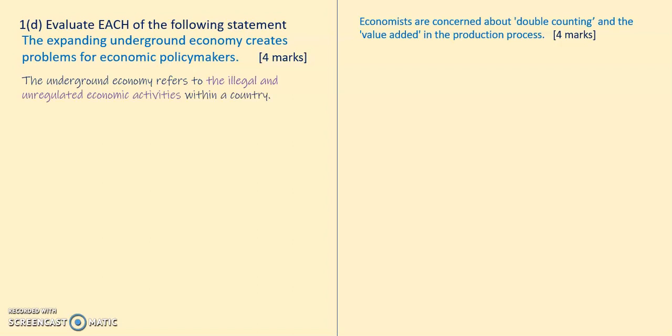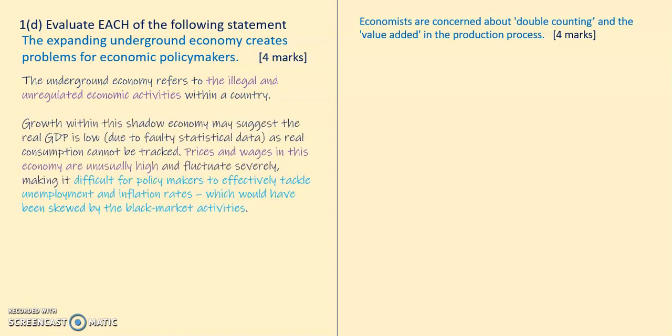So let's see if we can come up with 4. Well, first, I think a definition is a good place to start. So the underground economy refers to the illegal and unregulated economic activities within a country. And then let's see what the problem is. So basically the growth within this shadow economy may suggest that the real GDP is low, and obviously because you're using faulty statistical data. And that's because real consumption cannot be tracked. The real consumption in this economy is somewhere between the legal and the illegal aspects. So therefore, it's difficult to find that.